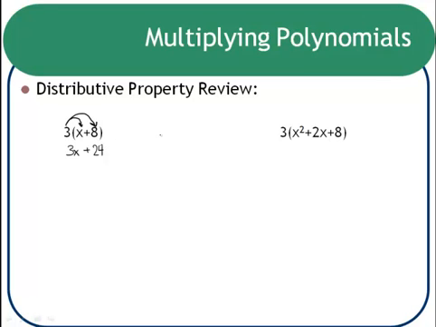And I think you saw some examples where you can multiply a number by 3 things instead of just 2, or even 10 things. If there were 10 things in the parentheses, you would just draw that many arrows. So 3 times x squared is 3x squared, and 3 times 2x is 6x, and 3 times 8 is 24. So that distributive property is really at the heart of multiplying polynomials.